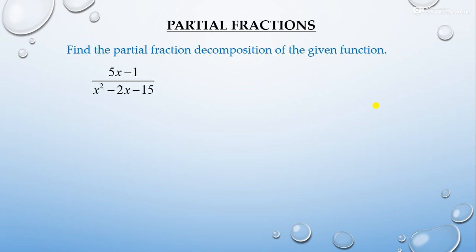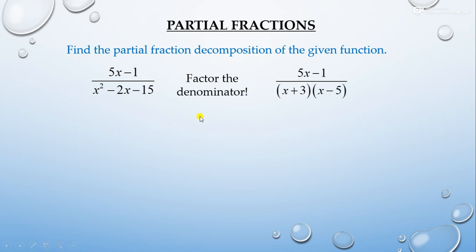Our first example is 5x minus 1 upon x square minus 2x minus 15. How to do the partial fraction of this? You see that the denominator is a quadratic term, so first you factorize it. All of you know that we have to factorize the quadratic term. The factors are x plus 3 and x minus 5.